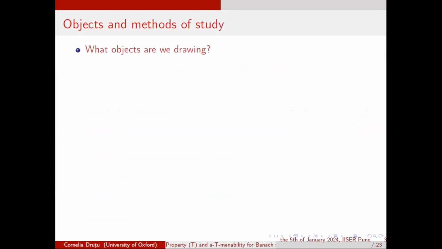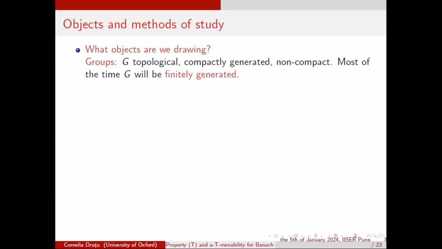So first of all, what will be the objects that I will be trying to draw faithfully? Throughout the talk, there will be groups. In the most general form, they will be topological groups, compactly generated, but non-compact. But in fact, most of the time, they will be finitely generated groups that are infinite. So finite groups are not interesting for me in this setting.